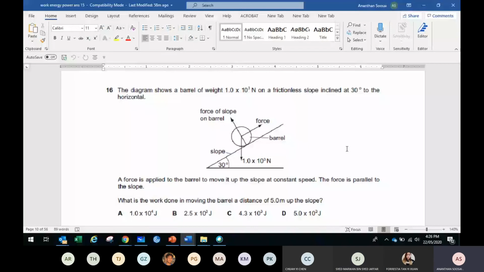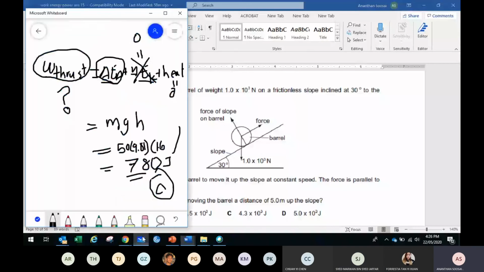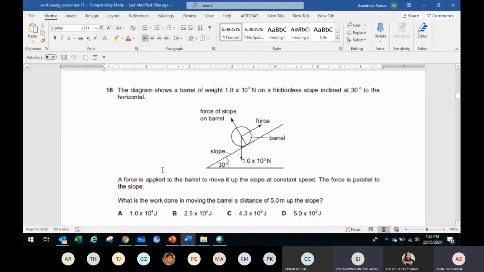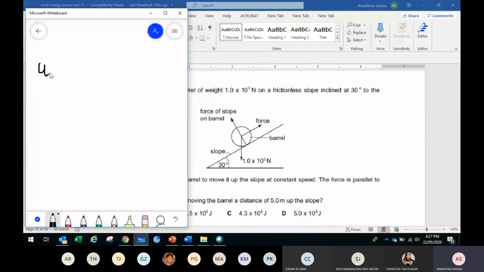So, how to do this? What are you looking for? What is the work done in moving a barrel distance 5 meters up the slope? So the work done by the thrust, the force, work done by you. You are the thrust. Those who are doing this question, you should know you're looking for work done by the thrust. The work done by you to move the barrel up makes the barrel gain potential, makes the barrel gain kinetic. Only these 3 form heat.